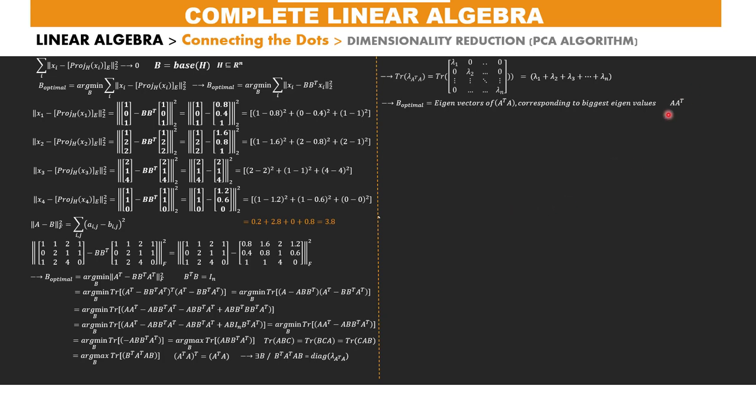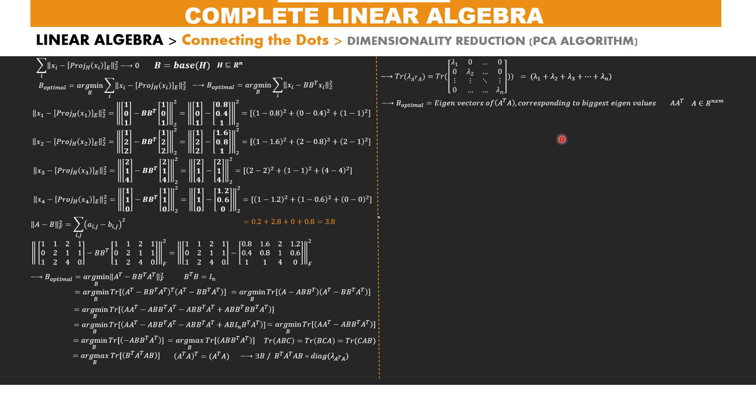Now, also in most literature, you will note that many authors say B optimal is given as the eigenvectors of A transpose instead of A transpose A, corresponding to the biggest eigenvalues. This is not actually different from what we've just said. The only difference is that we're considering our A to be an m by n matrix, whereas in this case, A is considered to be an n by m matrix.